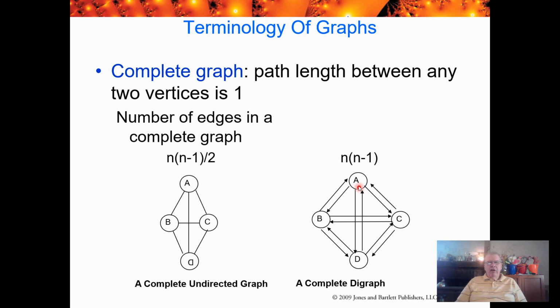In other words, if you're person A and you're trying to talk to person D, you can do it. But person C might be talking to you at the same time and person B might be talking to person D. And so a complete graph is the idea that there is a channel, there is an edge between every two vertices.